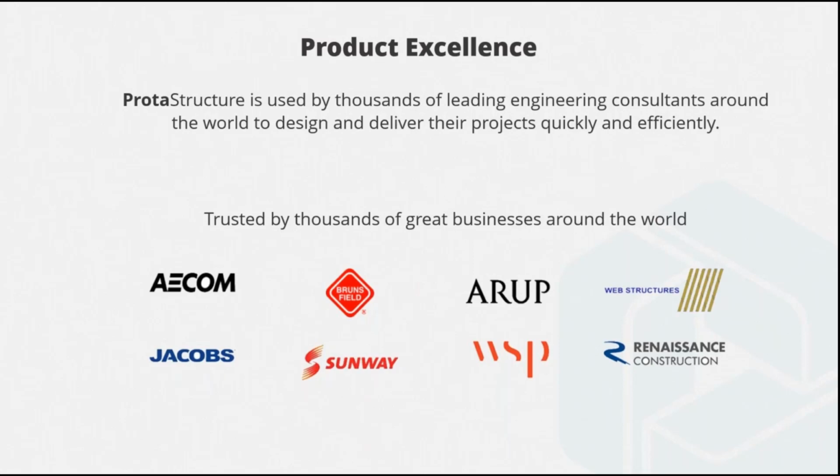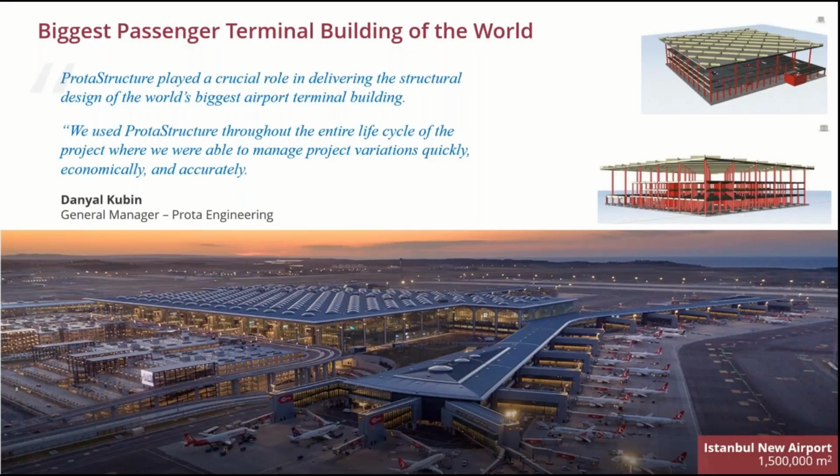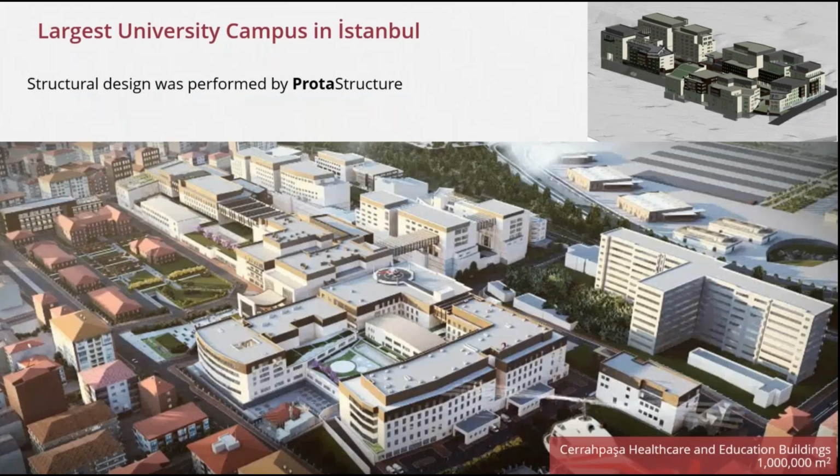If you may have heard some of the logos on the screen, worth mentioning are AECOM, Sunway, Arup, WSP, and Jacobs. These organizations have been using our products to deliver their engineering projects in excellence. Now, as I've mentioned earlier, ProtaStructure was used in modeling and designing of the biggest passenger terminal building of the world, located in Istanbul, which covers an area of 1.5 million square meters. And Mr. Daniel Kubin has made a statement attributing the added success to ProtaStructure's ability to perform project variations quickly, economically, and accurately. Now I'll continue with some of the projects that have been completed with ProtaStructure.